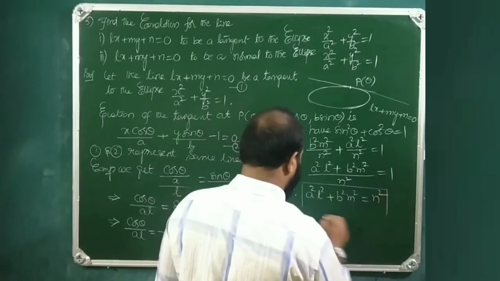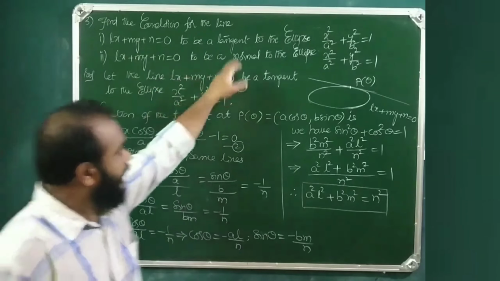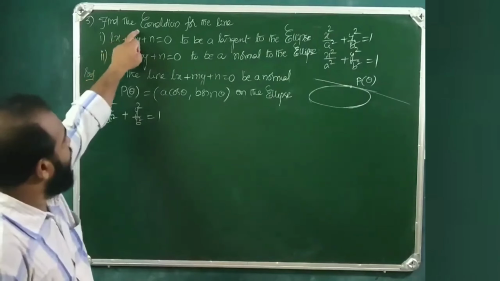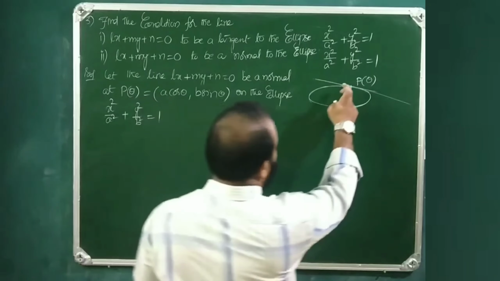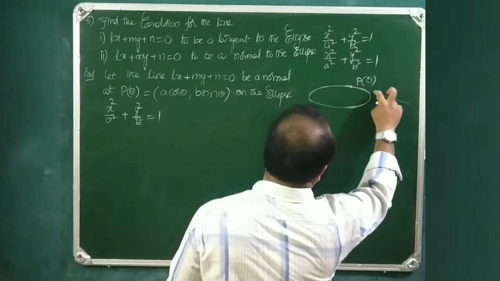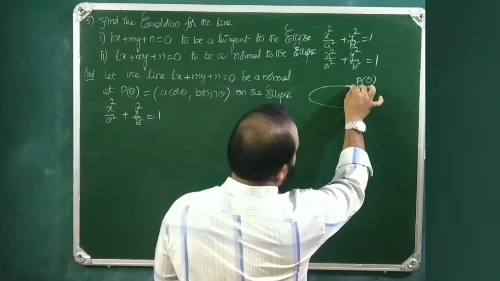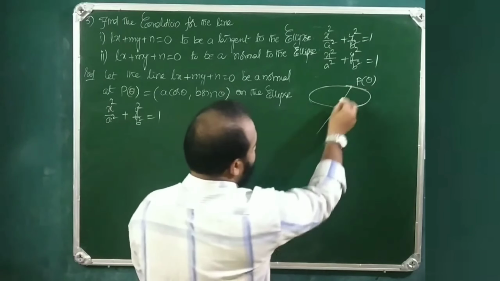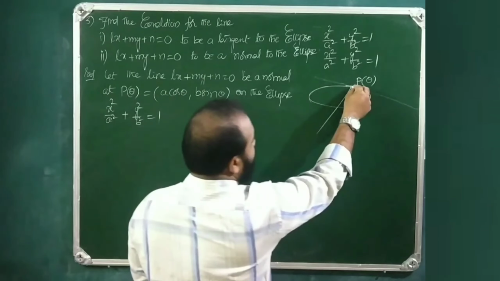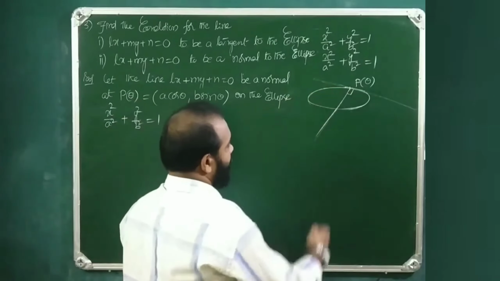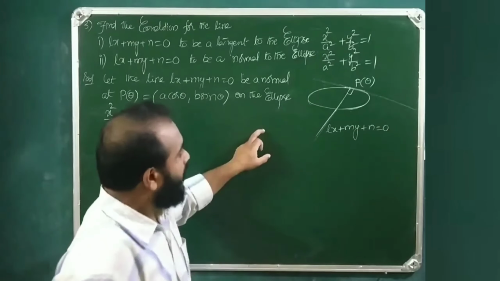This is the condition for the line Lx plus My plus n equals to 0 to be a tangent to this ellipse. Now the condition for the line Lx plus My plus n equals to 0 to be a normal to the ellipse. So at this p theta, earlier this is a tangent, and the line perpendicular to this tangent is this. Let the line Lx plus My plus n equals to 0 be a normal.